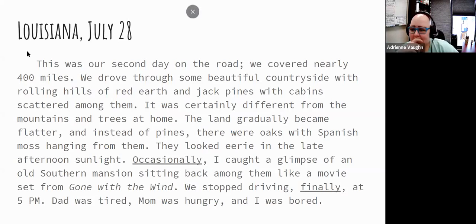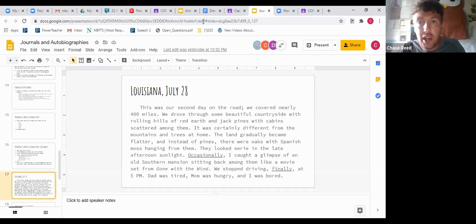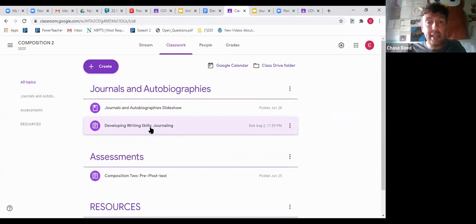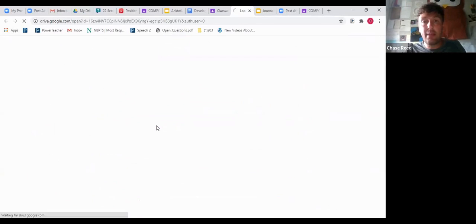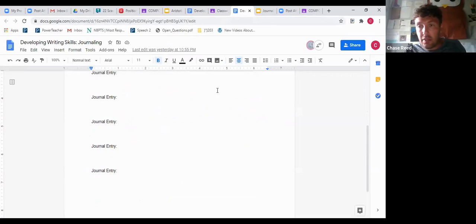All right, now, your assignment is posted to Classroom, so when you're ready to work on that, just go to the Classroom, click on the Classwork tab, click on Developing Writing Skills, which is right here. You'll open up this document. It tells you the same thing right here. It's same directions, okay? I've given you 6 places to put journal entries. Do not ask me how long your journal needs to be, because the answer is I don't know. All I can tell you is what has to be in it. And what has to be in it are the 2 things, vivid details and a personal response.